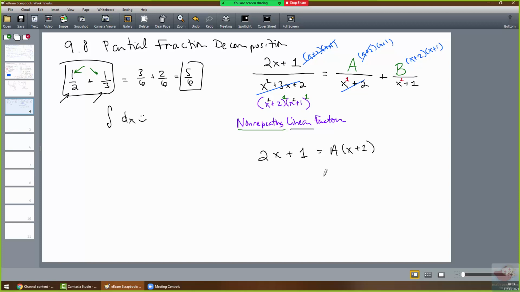I'm writing out every step. If you wanted to distribute your A through, cool. I'm writing it out because it's our first time doing this. For the second fraction, the x plus 1's cancel, and we are left with B times the quantity x plus 2.